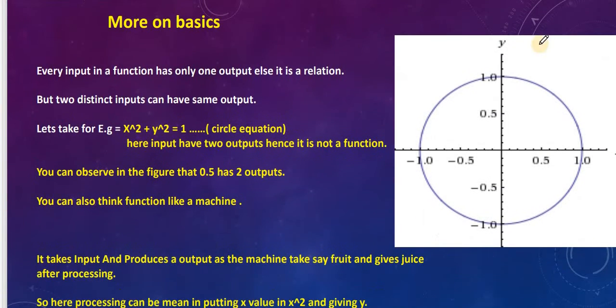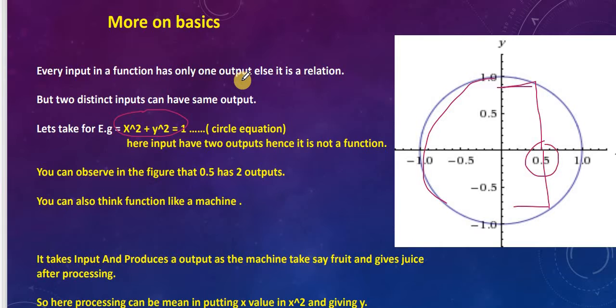Like this, this is a circle equation, you know, that is x square plus y square equals 1. So this is not a function. This will come into the category of equation. So for example here, 0.5 has two outputs. You can see this in the positive side and this in the negative side. So this is not a function.